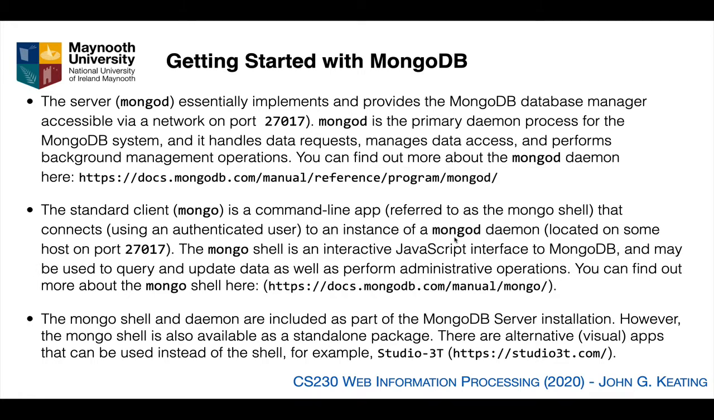Okay, but anyway, you use this Mongo app or shell to connect to the daemon, and that can be on the port on your machine, or it could be connect to the port that's in the cloud. Okay, and really that's just an interactive JavaScript interface to MongoDB, and you can use it to query and update data and perform all sorts of administrative operations. Like, for example, you can use it to create a new user, you create a new database and give that user permissions on that database, so you can do all that stuff.